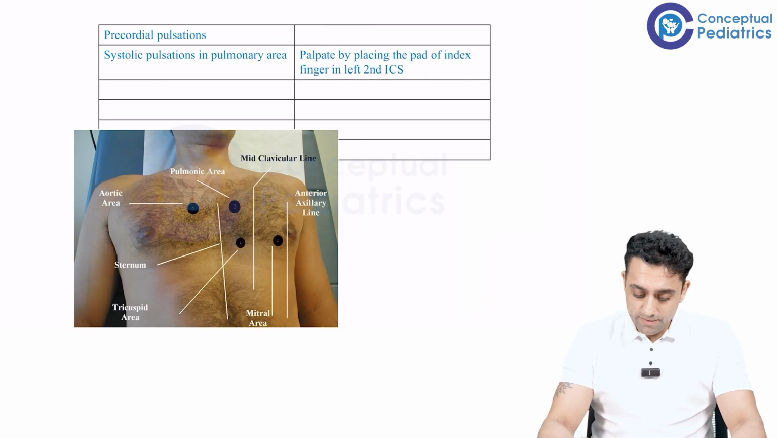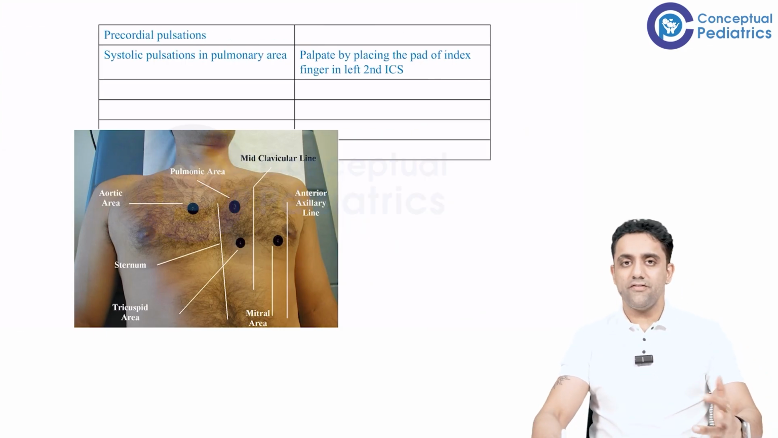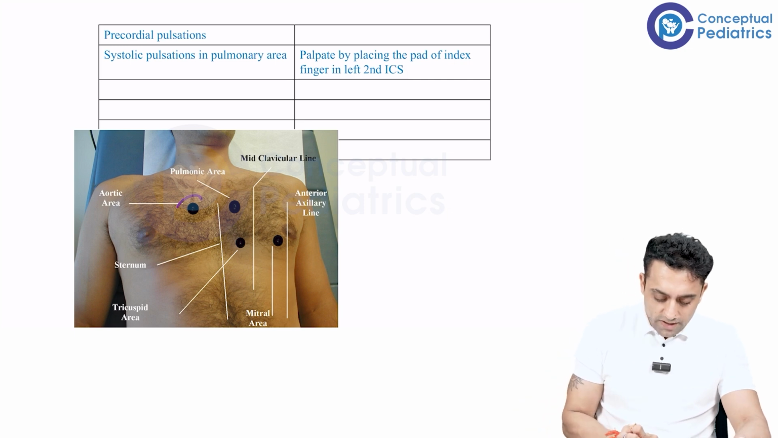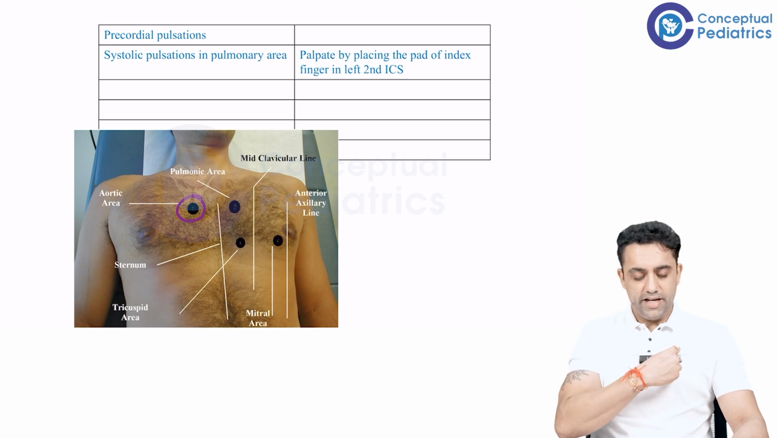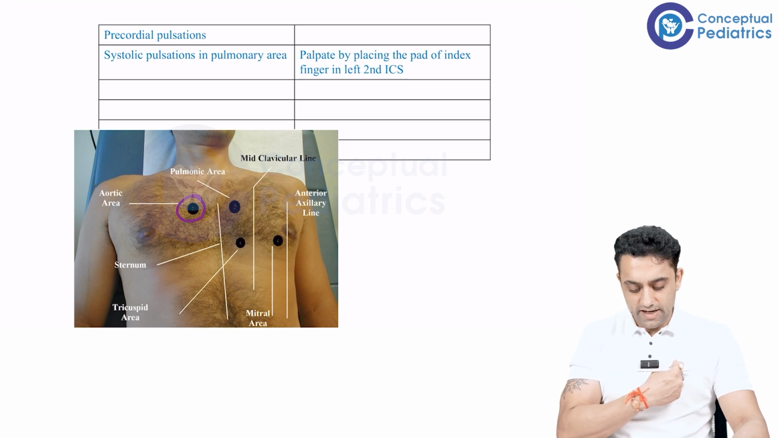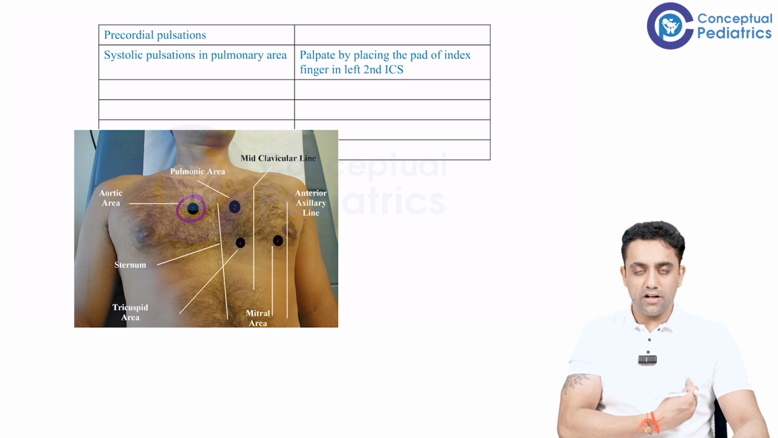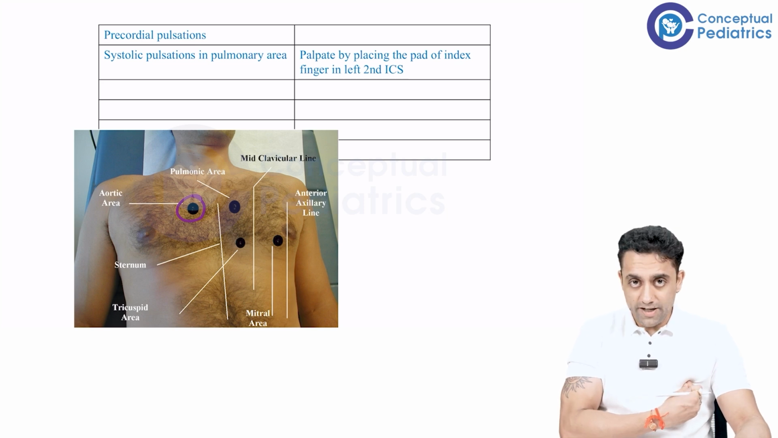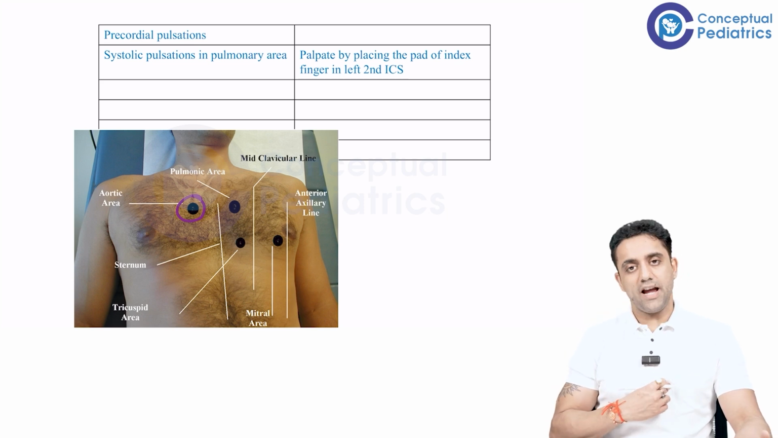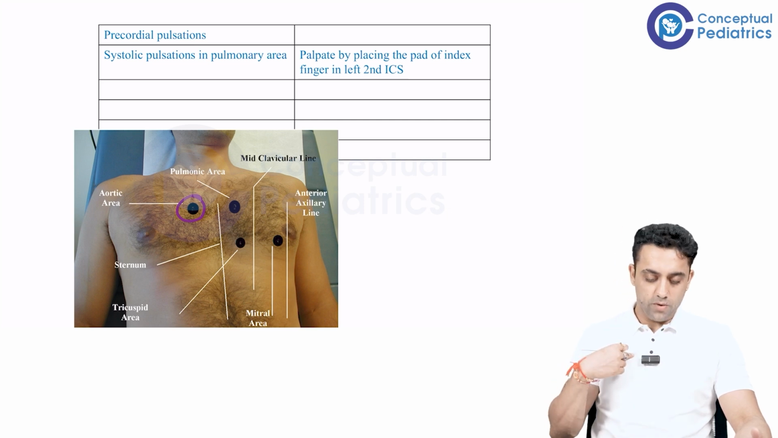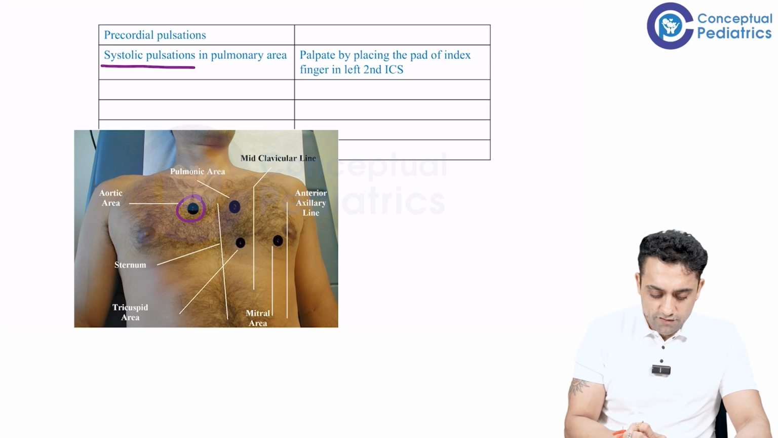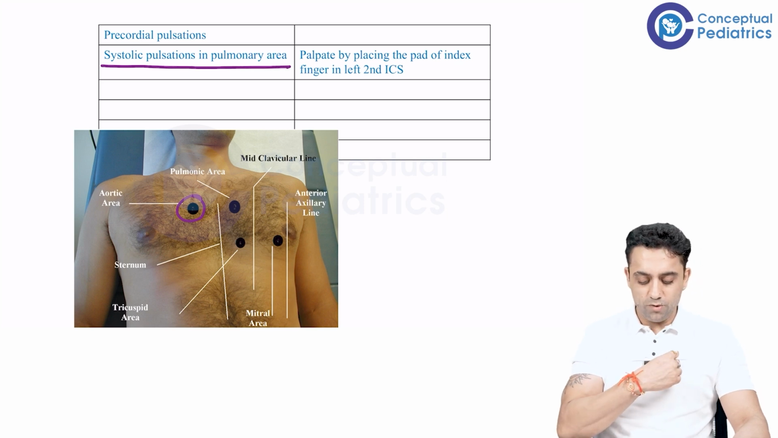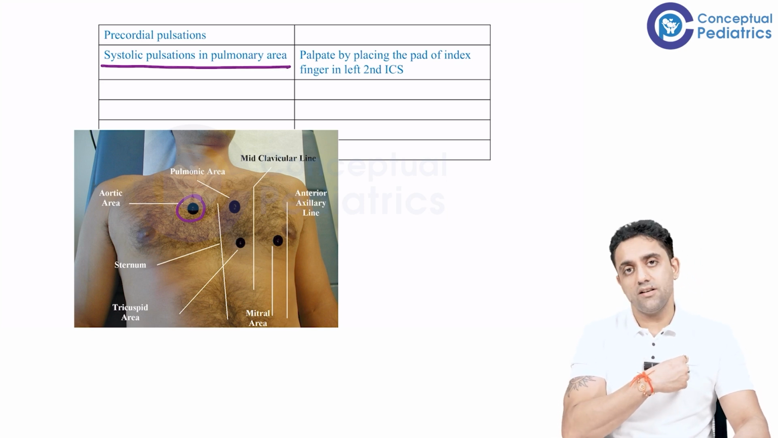Now precordial pulsations, very importantly, there are various pulsations. We all know that the right second intercostal space is the aortic area, left second intercostal space is the pulmonary area, then the fourth left intercostal space at the mid-clavicular line is the mitral area, and at the xiphoid we have the tricuspid area. So aortic, pulmonary, mitral, tricuspid. Now how will you check for the systolic pulsation in the pulmonary area, the left second intercostal space?